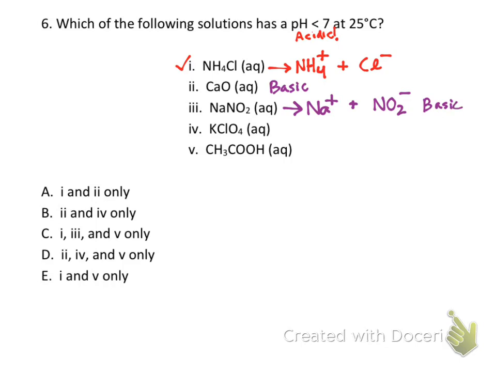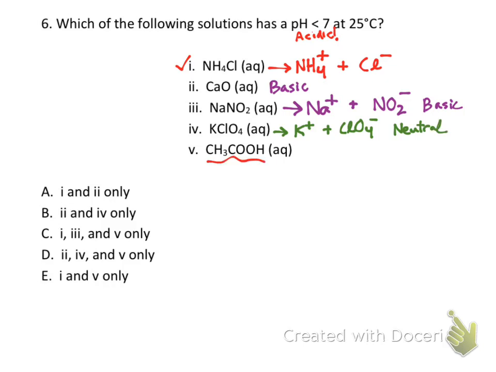Up next we have potassium perchlorate. Potassium perchlorate would turn into K+, which is negligible, and perchlorate, which is also negligible. These are the conjugates of a strong base and a strong acid, respectively. So this is going to be a neutral salt.